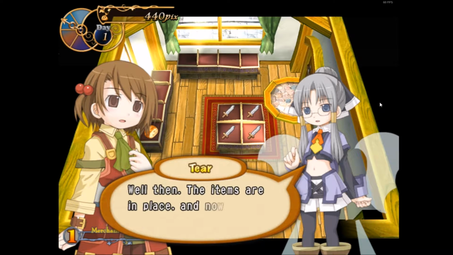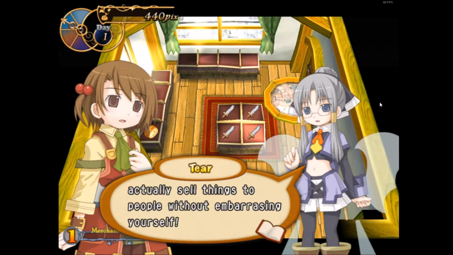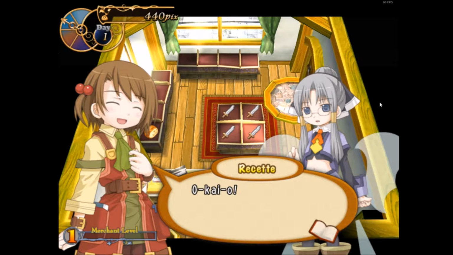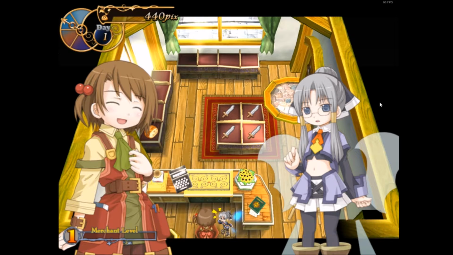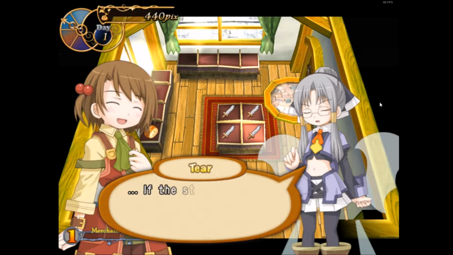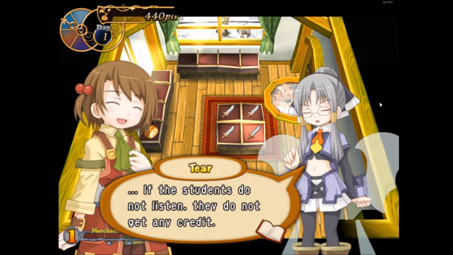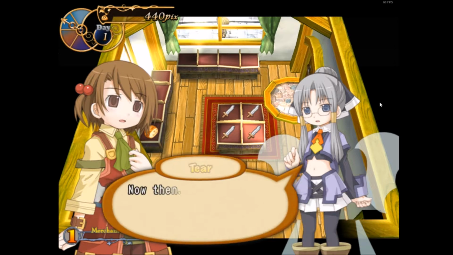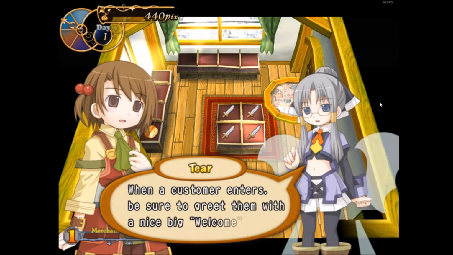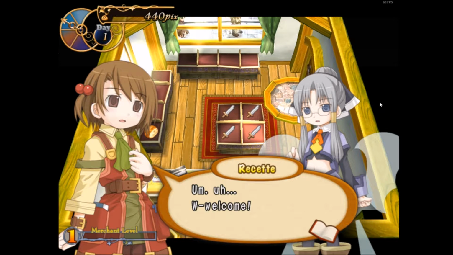Well then, the items are in place, and now you need to learn how to actually sell things to people without embarrassing yourself. So, to start with, I will lecture on the actual process of selling an item we have displayed. Yes, Professor. If the students do not listen, they do not get any credit. Oh, right. Now then, when a customer enters, be sure to greet them with a nice and big welcome.